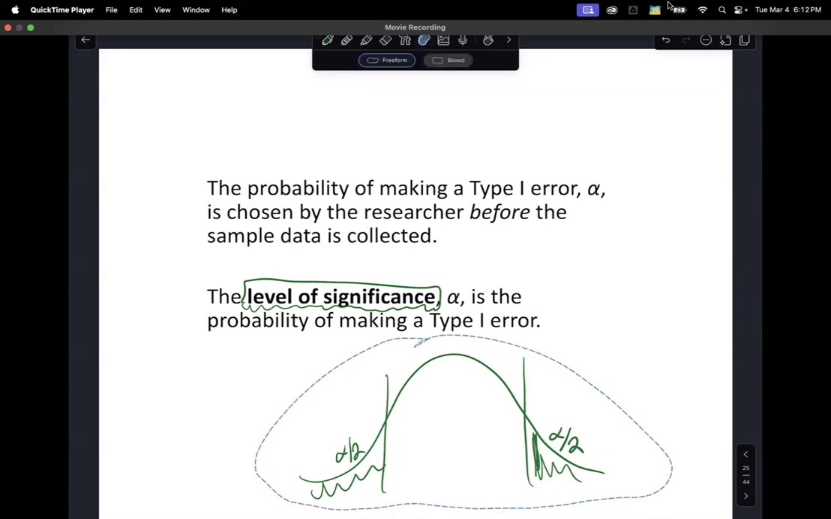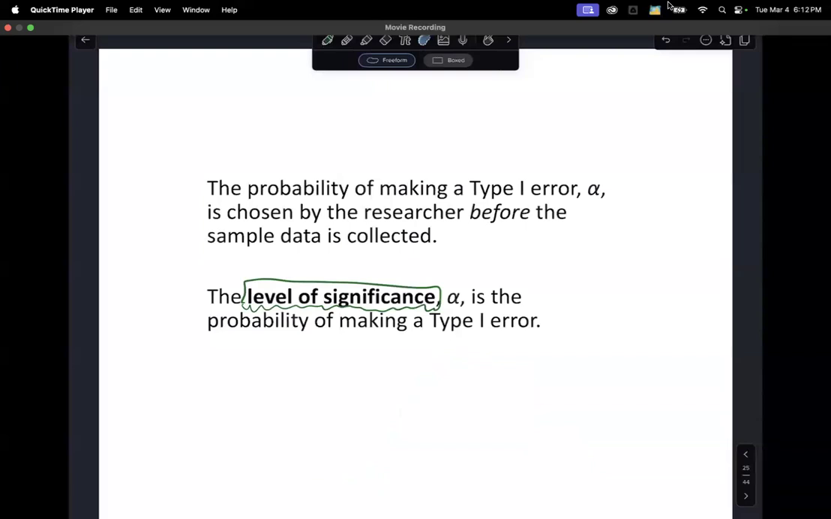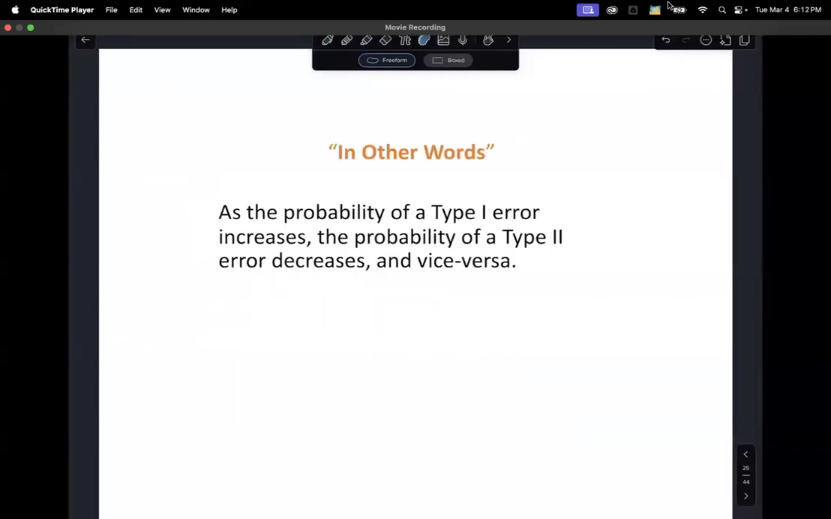Hopefully it'll make more sense as we go. All right, let's move on. In other words, as the probability of a type 1 error increases, the probability of a type 2 error decreases and vice versa. I don't think that you're even asked that, but it is a thing. The most important thing to remember on the probabilities is just that the probability of a type 2 error is beta. So don't get all crazy about that. If you just type the probability is beta, you're good.